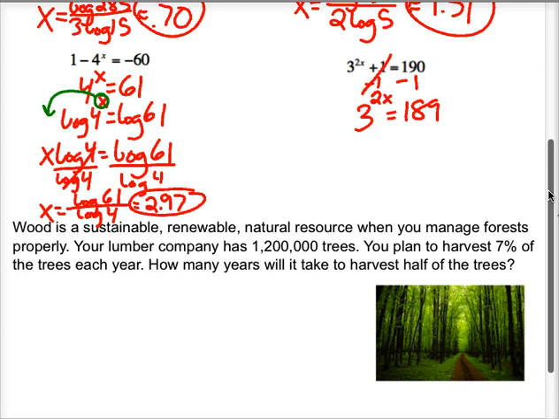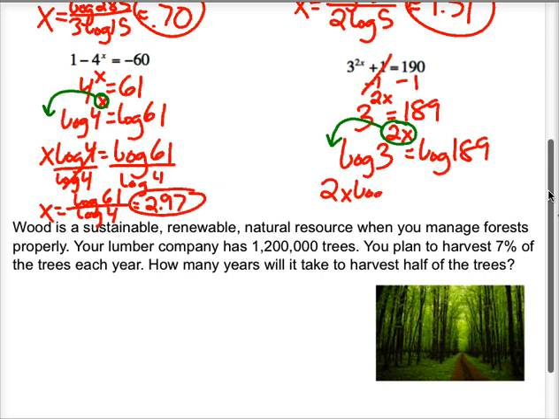All right, it is very important that you isolate that piece of the equation. Now that I'm this far, notice I can't write 189 as a power of 3. So what's my strategy? I take the logarithm of both sides. Once I take that logarithm, I can take the exponent and bring it down as a multiplier. So I'm going to get 2x log of 3 equaling log of 189.